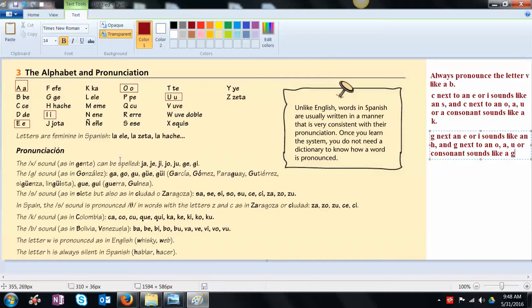So the G sound, as in Gonzalez, ga, go, gu, okay, so they gave it to you here: Garcia, Gomez, Paraguay, Gutierrez, and then Sigüenza, Lingüística, Guerra, Guinea. So just remember that G next to an E or an I sounds like an H, and G next to an O, an A, or a U sounds like a G. Let's see here.